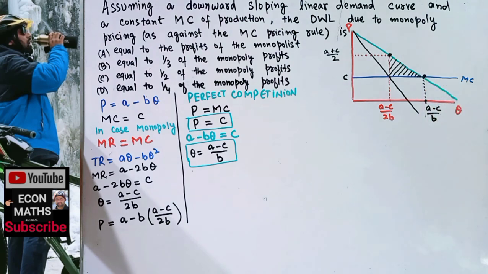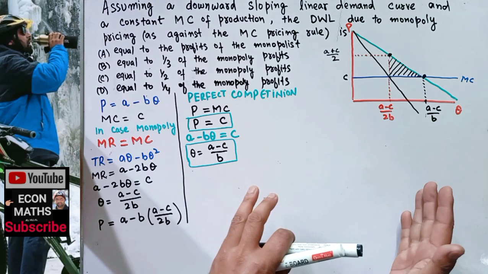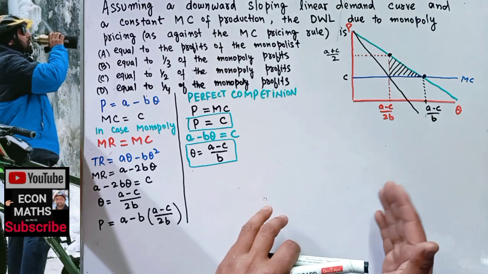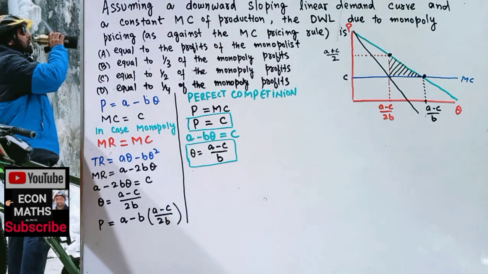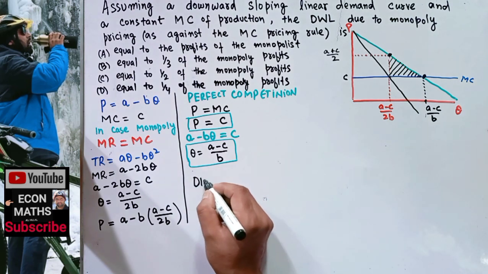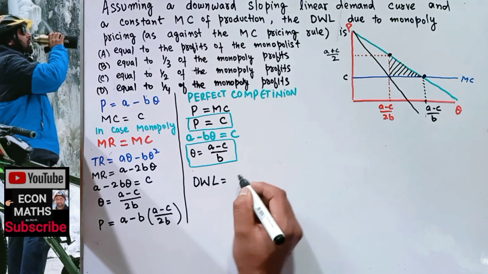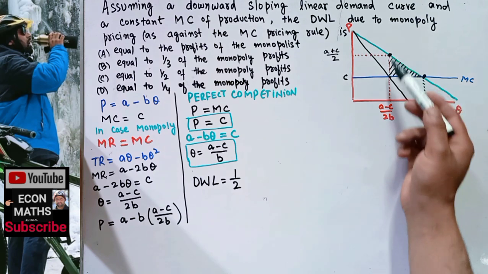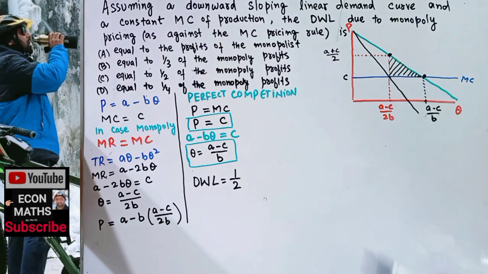Okay, we have to compare the deadweight loss due to monopoly in terms of the profit of the monopolist. So let's calculate the deadweight loss first. Deadweight loss is simply equal to 1/2 of, since it is a right angle triangle, base into height.